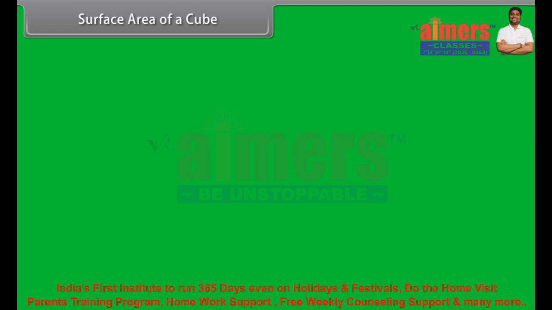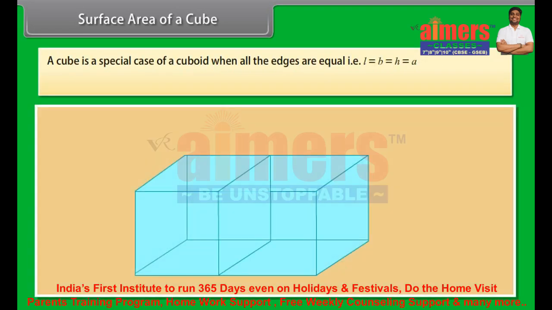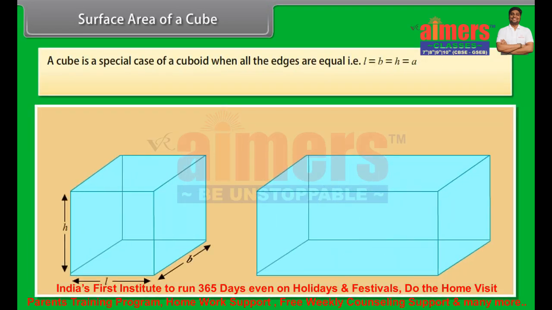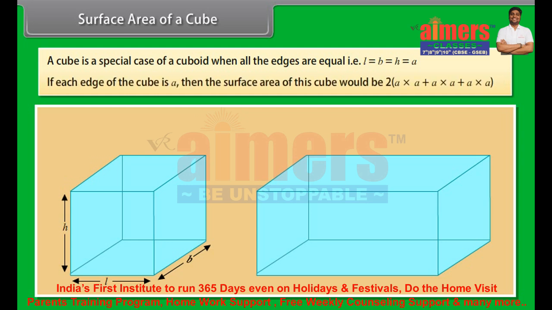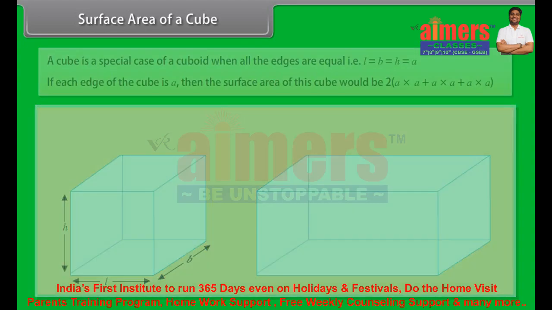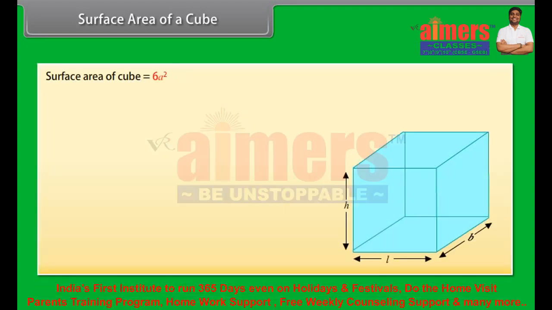Surface area of a cube. A cube is a special case of a cuboid when all the edges are equal. That is, L is equal to B, which equals H, which is equal to A. If each edge of the cube is A, then the surface area of this cube would be 2(A×A + A×A + A×A), or we can write it as 6A².